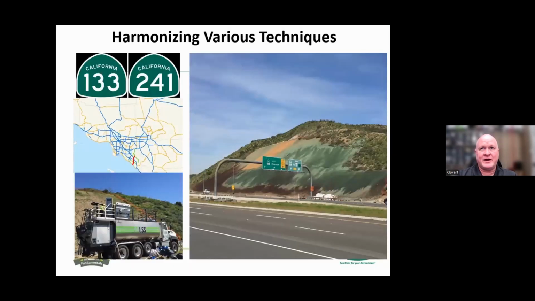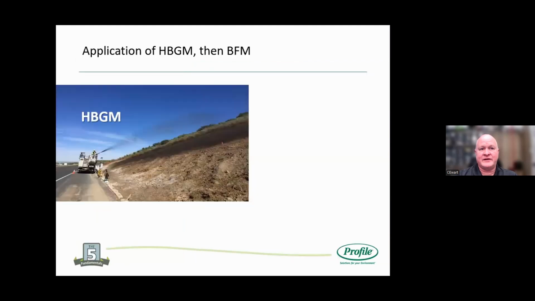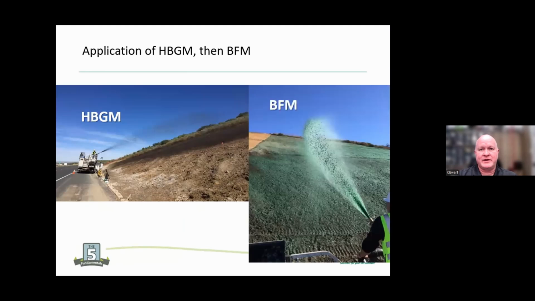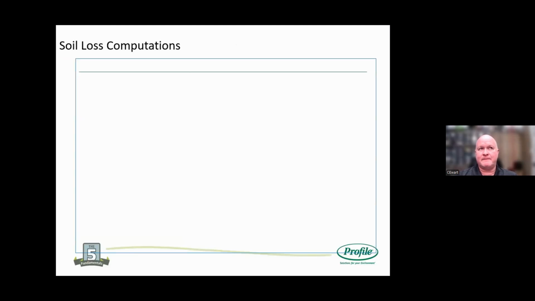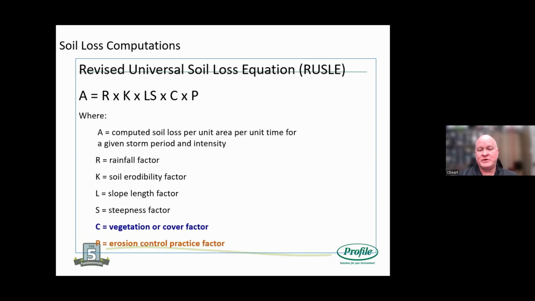You can see this is applied on a project down here in San Diego. They sprayed hydraulic biotic growth medium down, and then they sprayed a bonded fiber matrix over the top of it to make sure it didn't erode. You can also incorporate this with coir netting, wattles, etc. So integration of various BMPs. Why do we do this? We're doing this to prevent erosion.